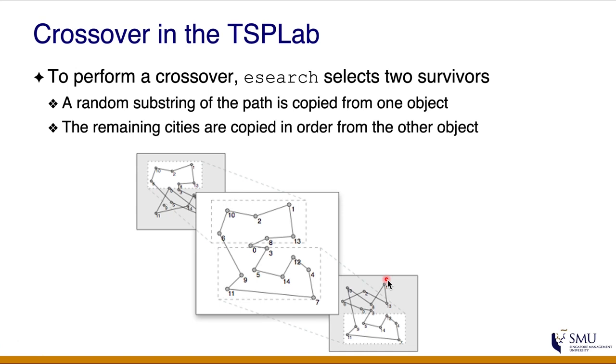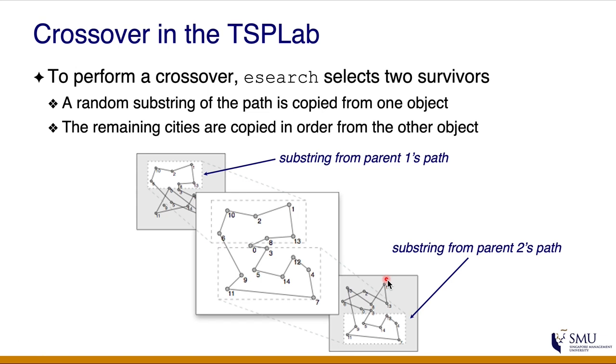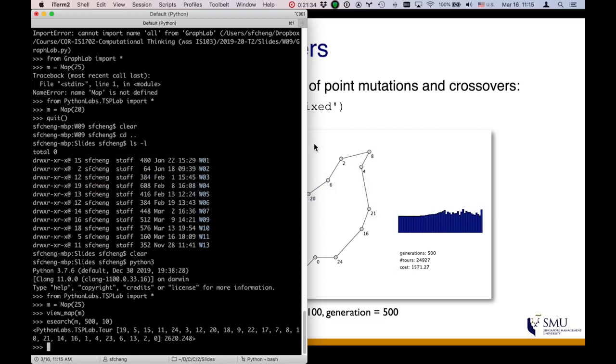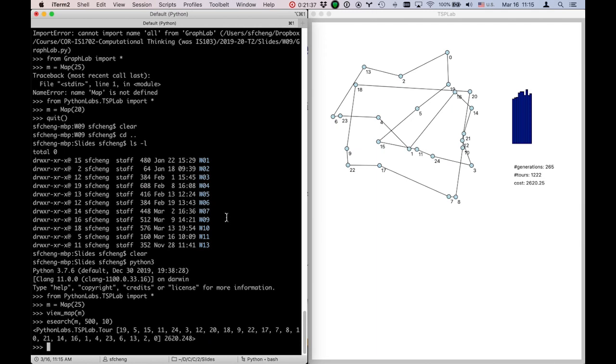We can combine all of them and see how it works in practice. Okay, so we still use e-search, but the additional parameter that we'll be using is this distribution parameter. We set the distribution to be mixed, meaning that we're going to use both the mutation and also the crossover. So let's see how it goes, right? So this is the same map. We can actually just reuse exactly the same map, but we can execute the evolutionary search, right?